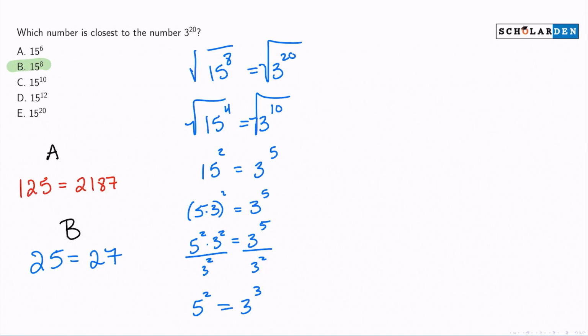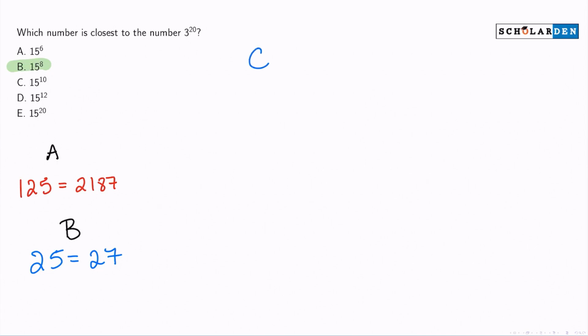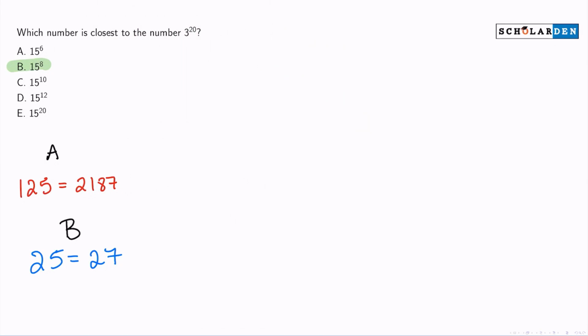So let's go ahead and show C. And here's the thing. Because we've gotten so close with B, notice how we went from 125 to 2187, 25, 27. We got a lot closer. So C is probably the last thing we'll need to really compare here. So let's go ahead and do that again.